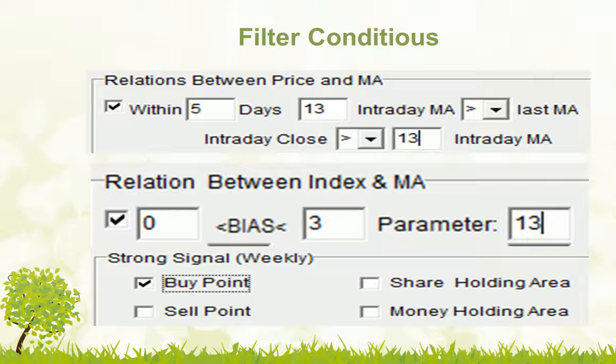condition, relation between indicator and moving average. What's the meaning? 0 less than BIAS less than 3, parameter is 13. What's that meaning? This is for judging the distance between price and the circle. Okay, so it's in 0 to 3. The next one, strong signal buy point. Okay, so if you filtered, then you can pay attention because this is a good opportunity. So let's do it.